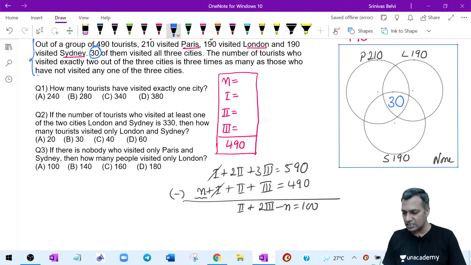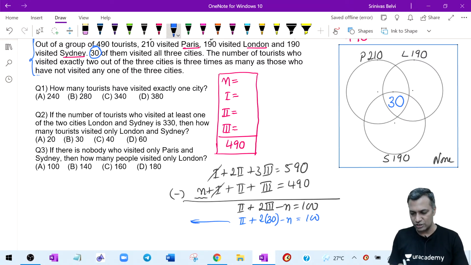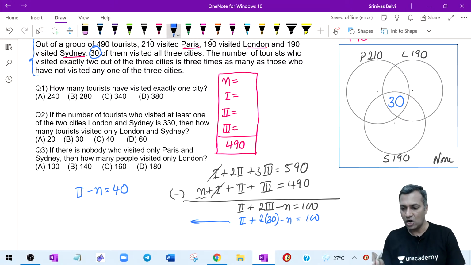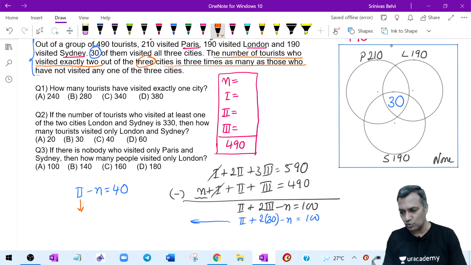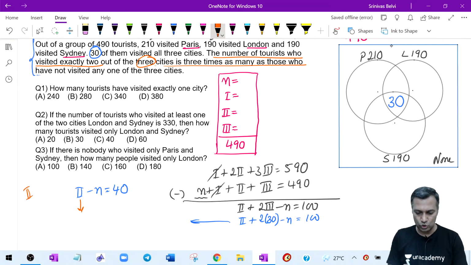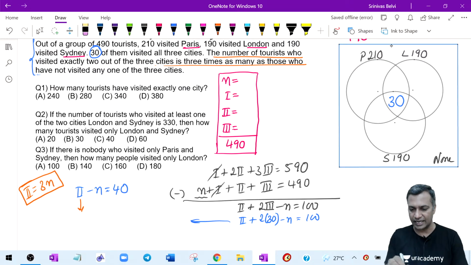All right. Region 3 is how much? 30. Apply this: 2 times 30, because the region 3 value is 30. Now this has become 100. So therefore, from here you say that region 2 minus n is equal to 40. Fair enough. Also, this particular statement is given: the number of tourists who visited exactly 2 is 3 times those who visited none, which means region 2 is equal to 3 times n. That is what that underlined statement is trying to tell us here.